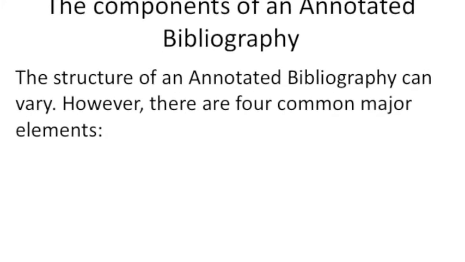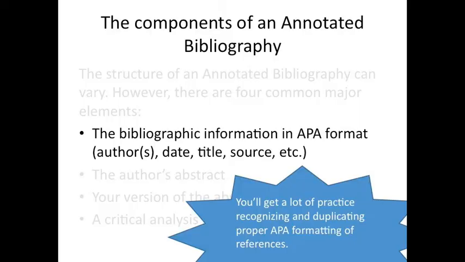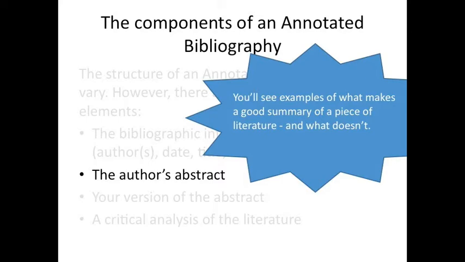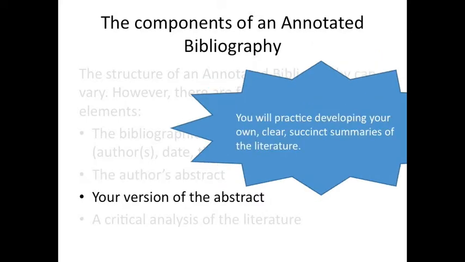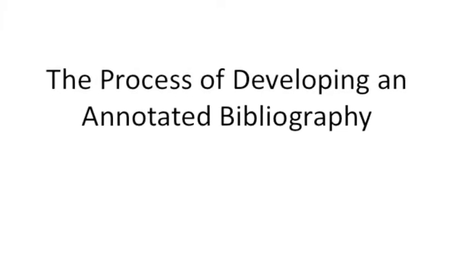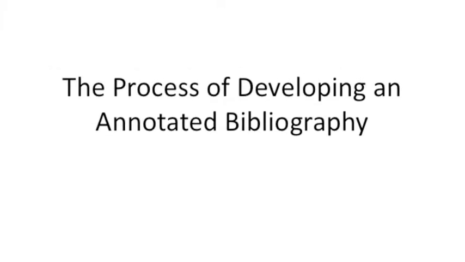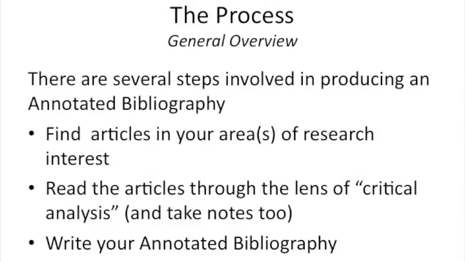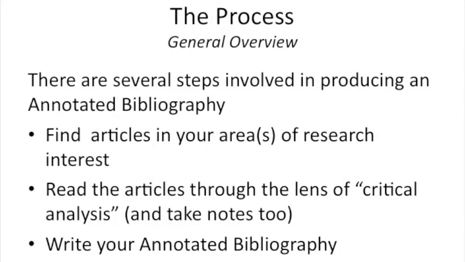What are the components of an annotated bibliography? There's bibliographic information in APA format. There's the author's abstract. There's your version of the abstract. And there's a critical analysis of the piece of literature. The process: find articles, read articles, and write your bib.